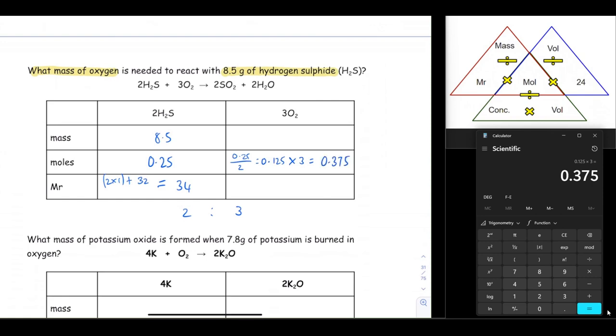Now I can work out my relative molecular mass of oxygen. So oxygen is 16 times 2 because there's 2 of them, which gives me 32. So I'm going to keep my moles on my calculator. I'm just going to times it by 32, and that gives me 12. So what mass of oxygen is needed? 12 grams.